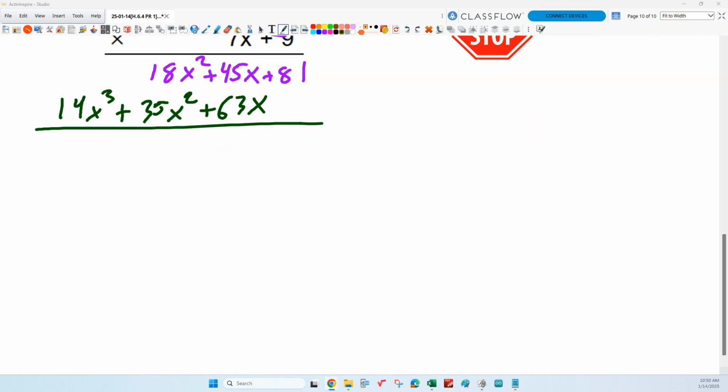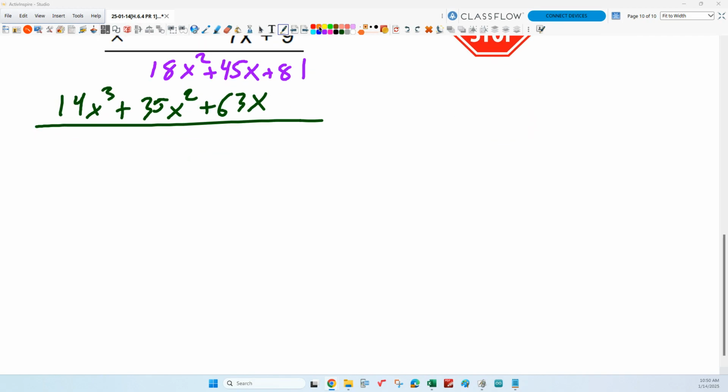So what do we get? Quickly do a little mental math for me here. 18 plus 35, 53. 3x squared, 45 plus 63. There you go. So it kind of keeps it organized too. Make sense? Okay. All right.